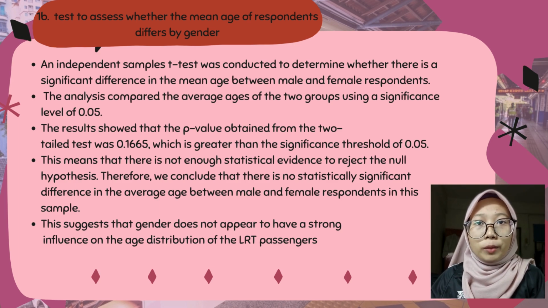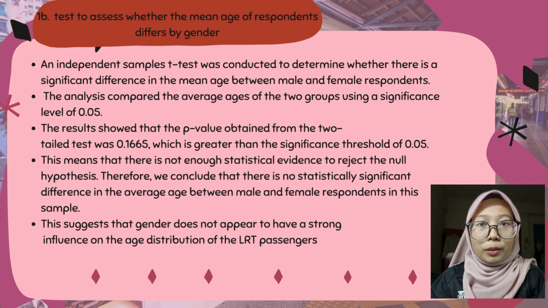For question 1b, an independent sample t-test was conducted to examine whether there is a significant difference in the mean age between male and female respondents. In this analysis, the sample consists of 30 male and 60 female participants. The mean age for male respondents was approximately 25.87 years, while the mean for female respondents was 28.22 years. Using a two-tailed test with a significance level of 0.05 and 88 degrees of freedom, the resulting p-value was 0.1665.